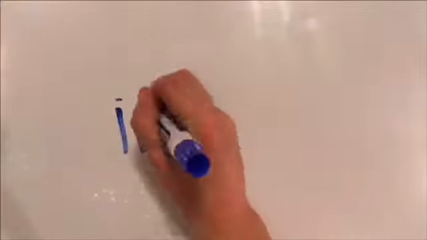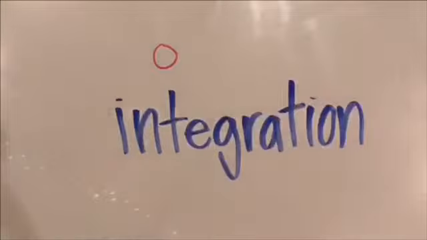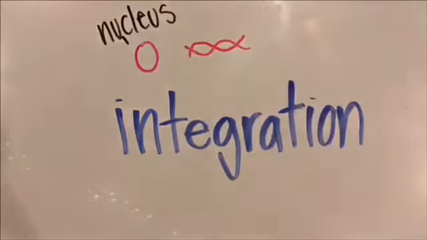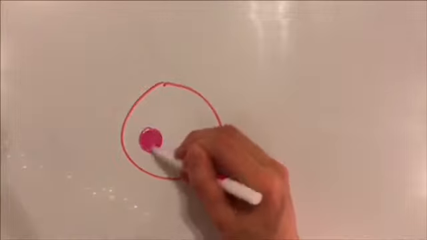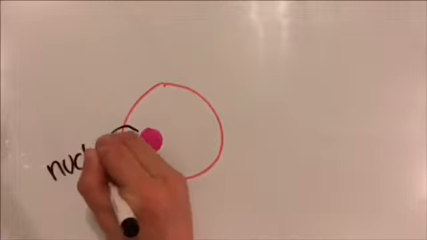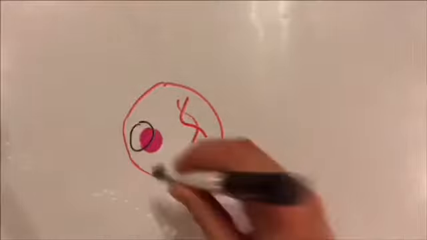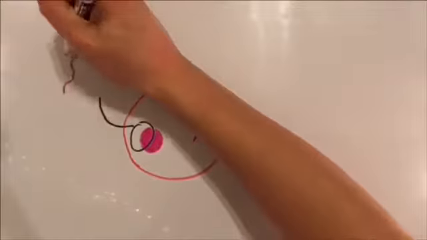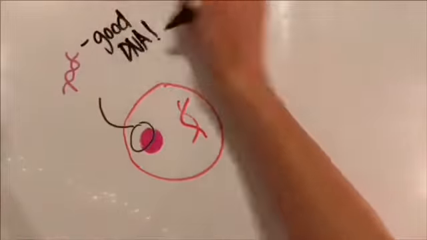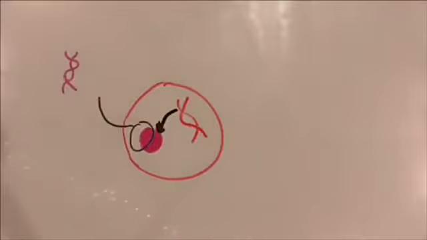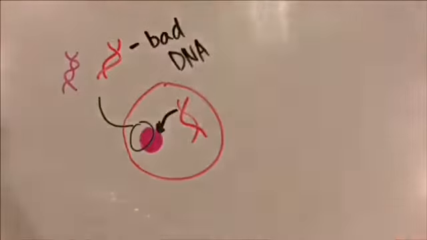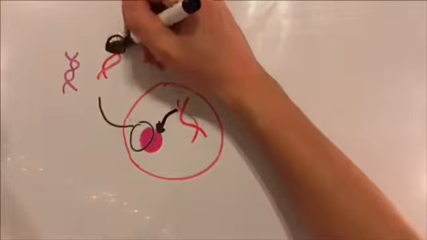Fourth step, integration. In this step, the HIV DNA is going to enter the host cell's nucleus. A viral enzyme called integrase will take the bad DNA, the HIV's DNA, and insert it into the host cell's DNA. It hides it so that HIV DNA will be copied with the host cell's DNA.